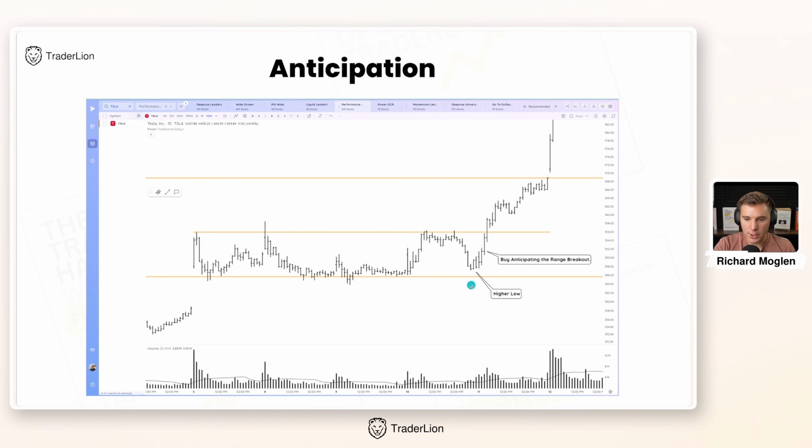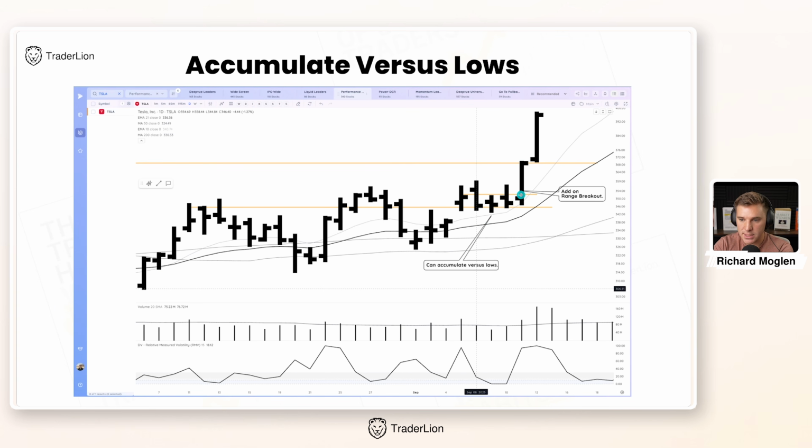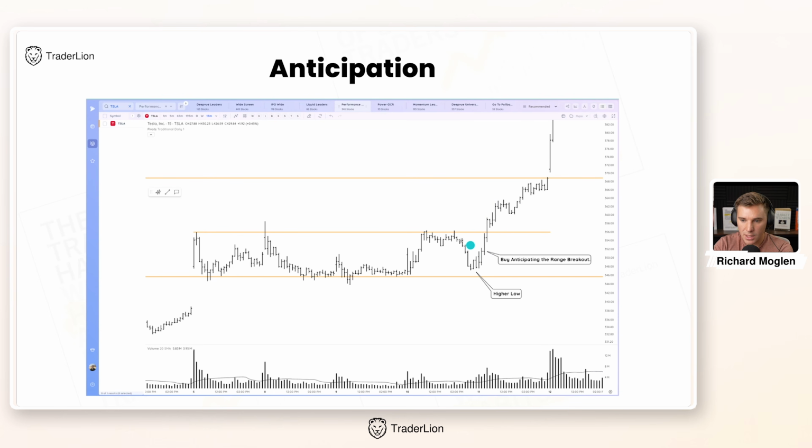We pulled in close to the low of the range, but then reversed higher. And then early in the morning, we started to move up towards the actual range breakout. This is the range breakout on the daily chart. If I go back to here, this is the level that we're talking about. So this is that level. We're starting to move up towards that level, and you buy anticipating the range breakout, setting your stop at the higher low, anticipating the breakout, and then we're off to the races.